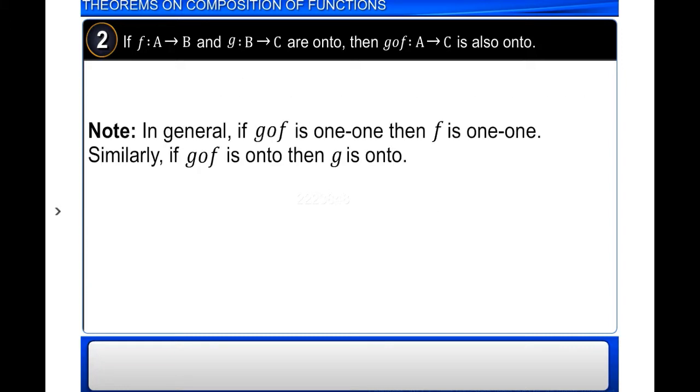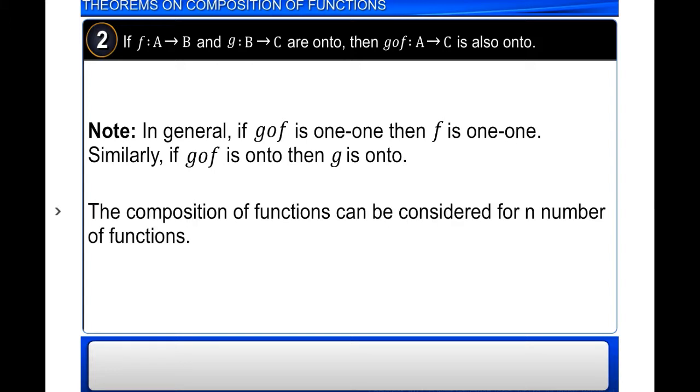Please note that, in general, if the composition of f and g is 1-1, then f is 1-1. Similarly, if the composition of f and g is onto, then g is onto. The composition of functions can be considered for n number of functions, but in this class, we are discussing only three functions.